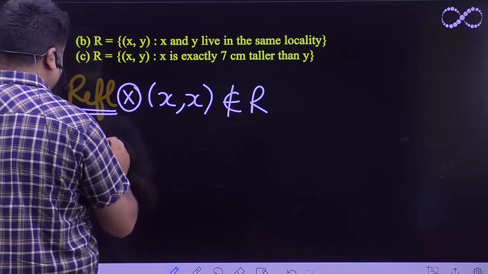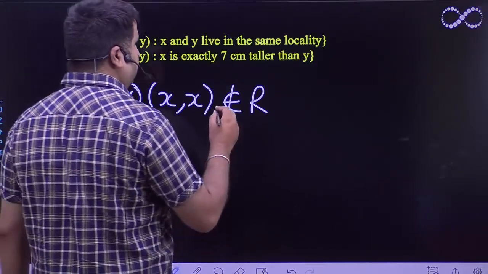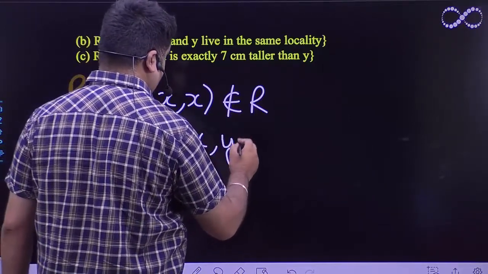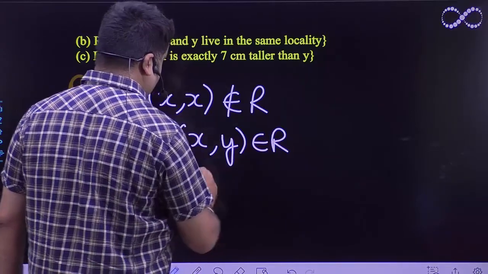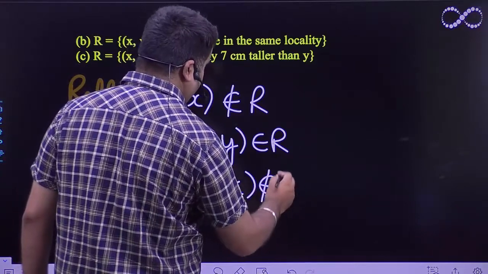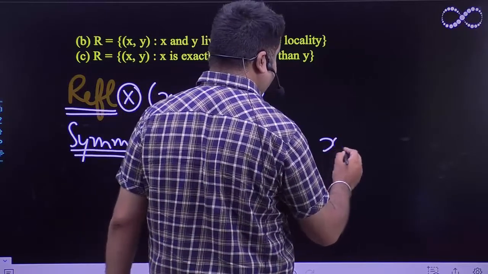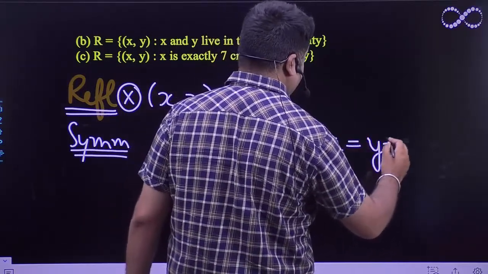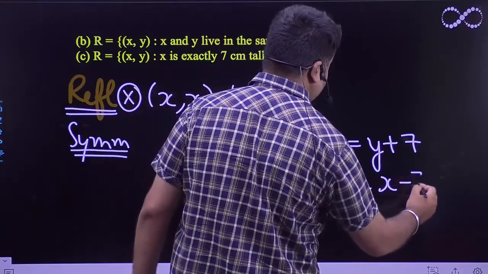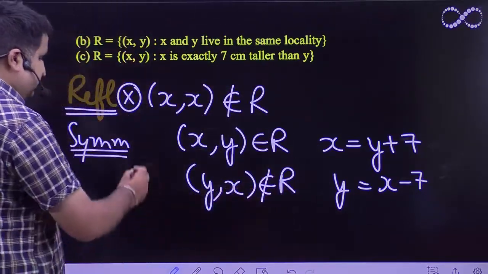Let's check for symmetric. If X is exactly 7 centimeters taller than Y, then Y is 7 centimeters shorter than X. So if the height of X is Y plus 7, then the height of Y is X minus 7, not plus 7. Therefore, this does not belong to this relation. Therefore, this is not symmetric.